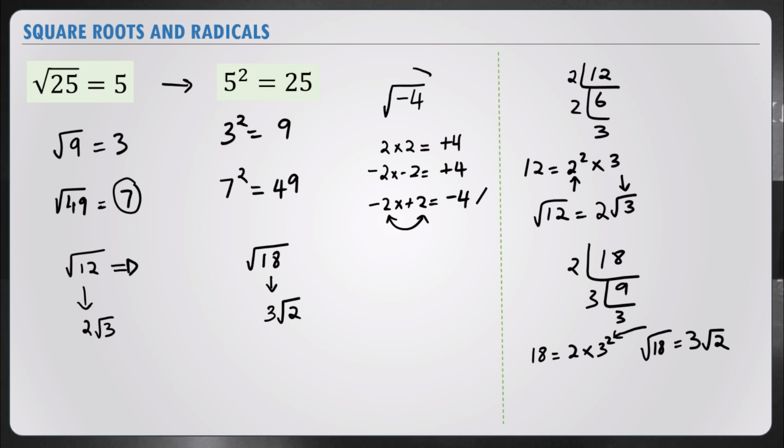So when we deal with negative numbers, we say it is impossible. It is not a real number. It is an imaginary number, i, which we will deal with in an upcoming video. Now, when we talk about square roots, there's something known as the principal square root, which I want to bring in here, which is very important.